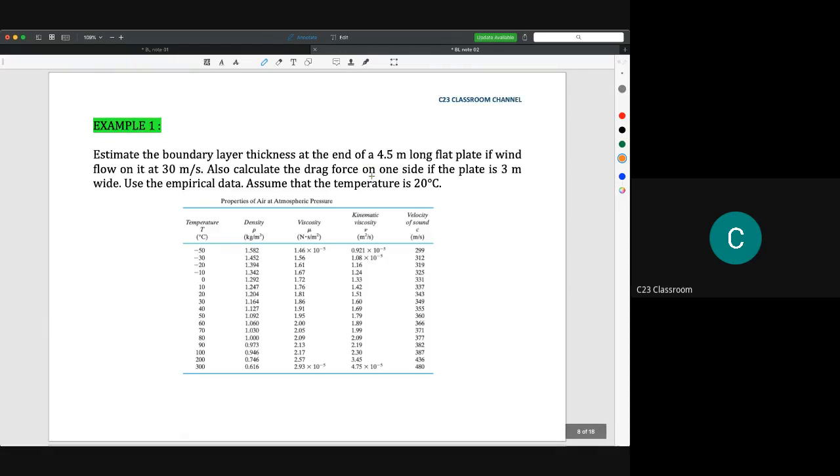Okay, let's say we have an example here. In example 1, estimate the boundary layer thickness at the end of a 4.5 meter long flat plate if wind flows on it at 30 meters per second. Also calculate the drag force on one side if the plate is 3 meters wide. Use empirical data. Assume that the temperature is 20 degrees Celsius. The 20 degrees Celsius is just to make sure that we take the correct value here.